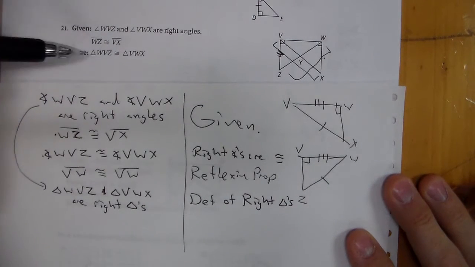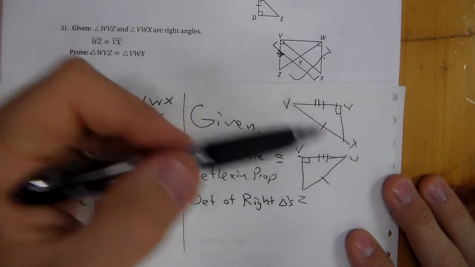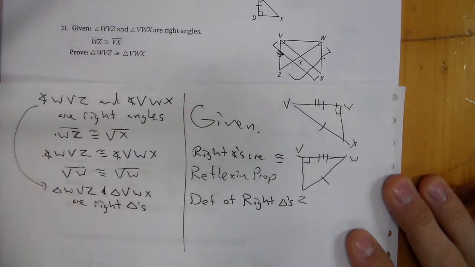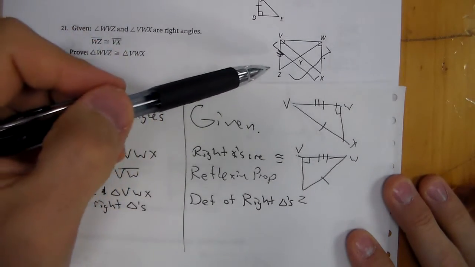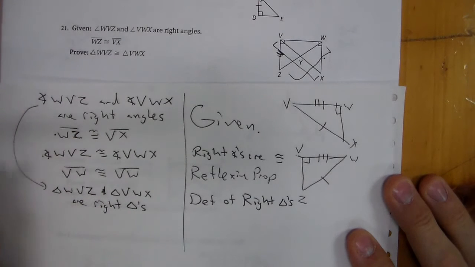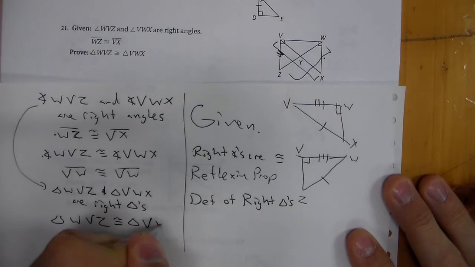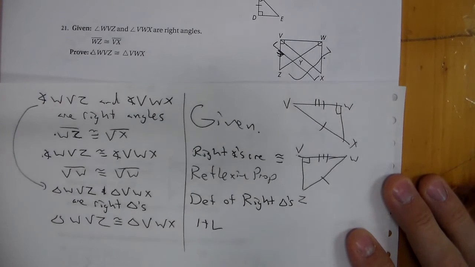So we're trying to prove that WVX is congruent to VWZ, which we have. So now we can say the two triangles are congruent, triangle WVZ congruent to triangle VWX by HL.